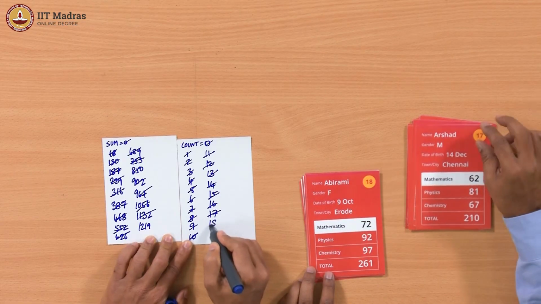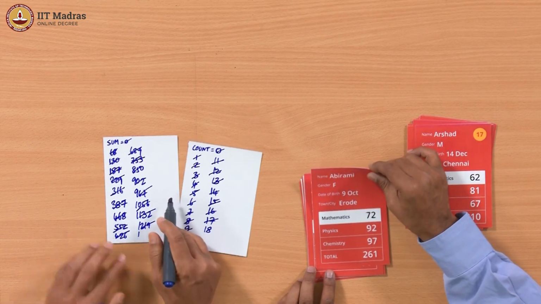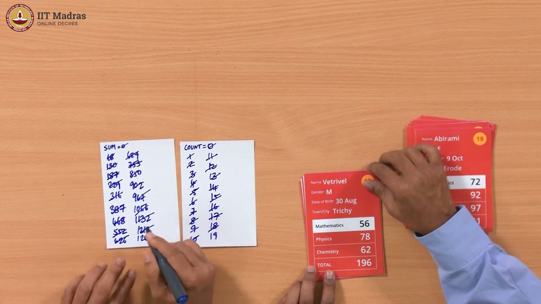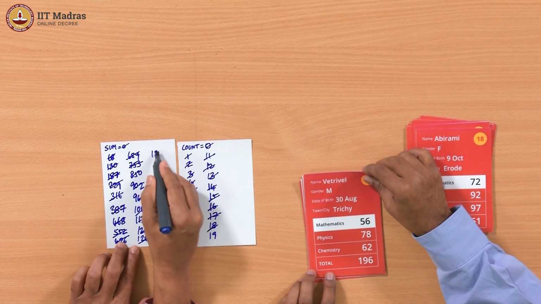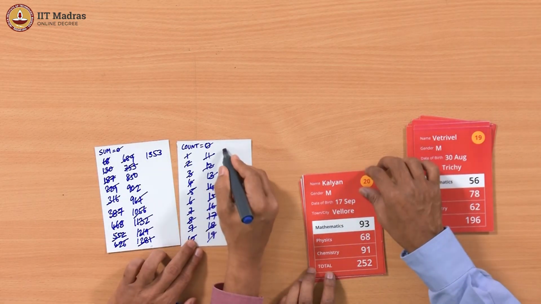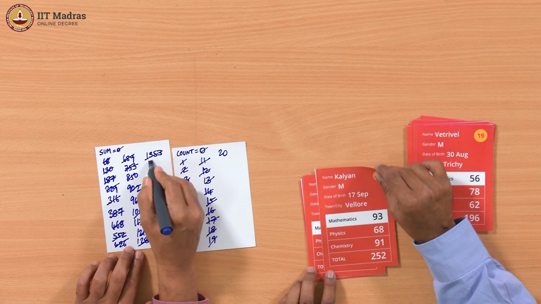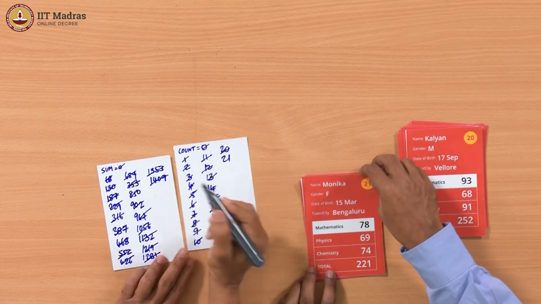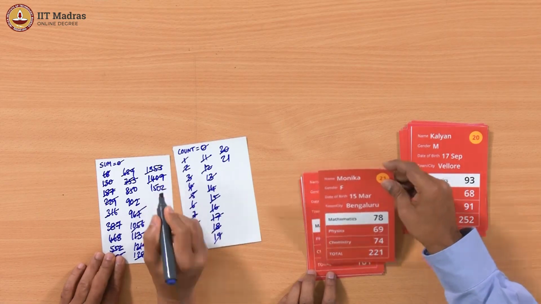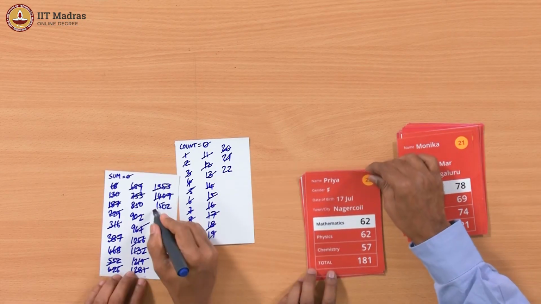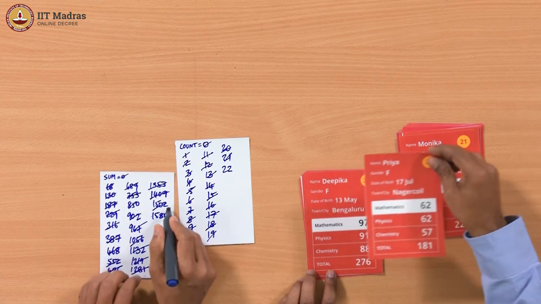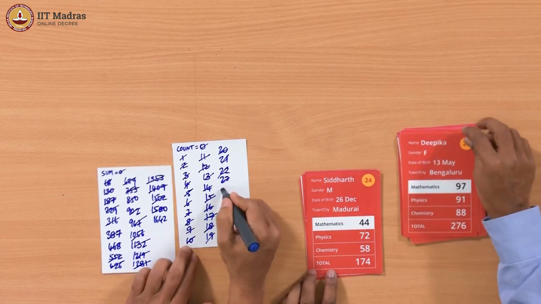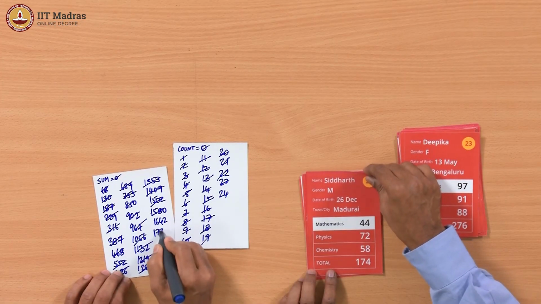62, it's the 18th card, and that's 1281. 72, that's the 19th card, and that's now 1353. 56, it's the 20th card, and that's 1409. 93, 21st card, and it's 1502. 78, 22nd card, and that's 1580. 62, 23, and that's 1642. 97, 24, that's 1739.